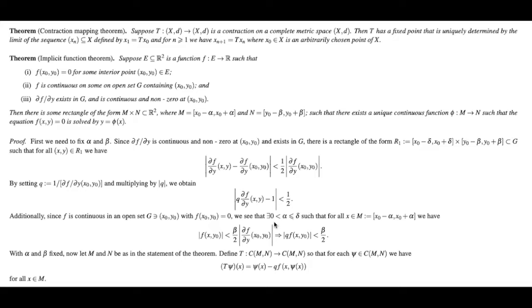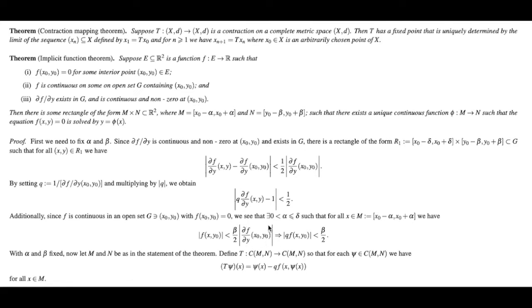There must be some alpha that is positive but is less than or equal to delta, where delta was as given here, x naught minus delta and x naught plus delta, such that for all x in the interval x naught minus alpha, x naught plus alpha, which we set to be equal to M, we have that the magnitude of f at x, y naught is strictly less than beta upon 2 times the magnitude of the partial of f with respect to y at x naught, y naught.